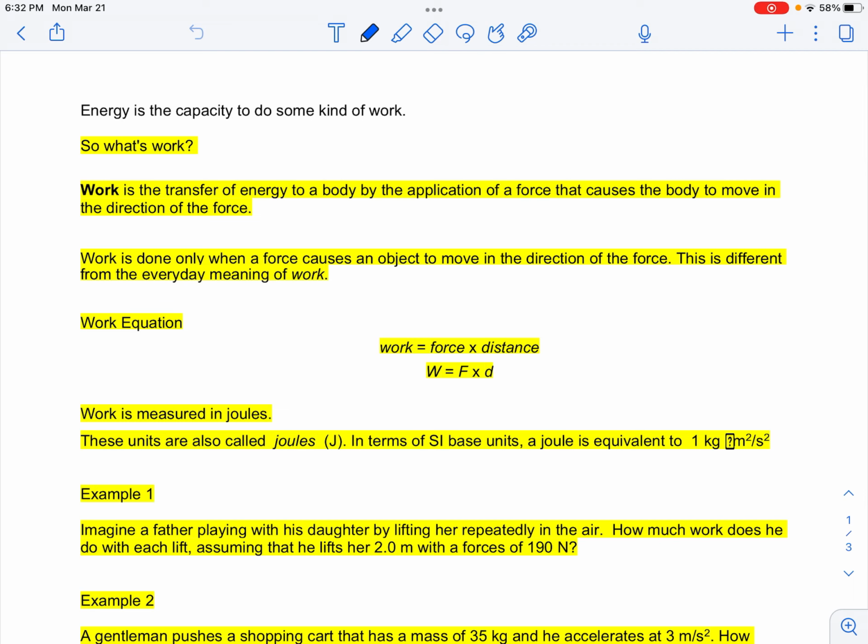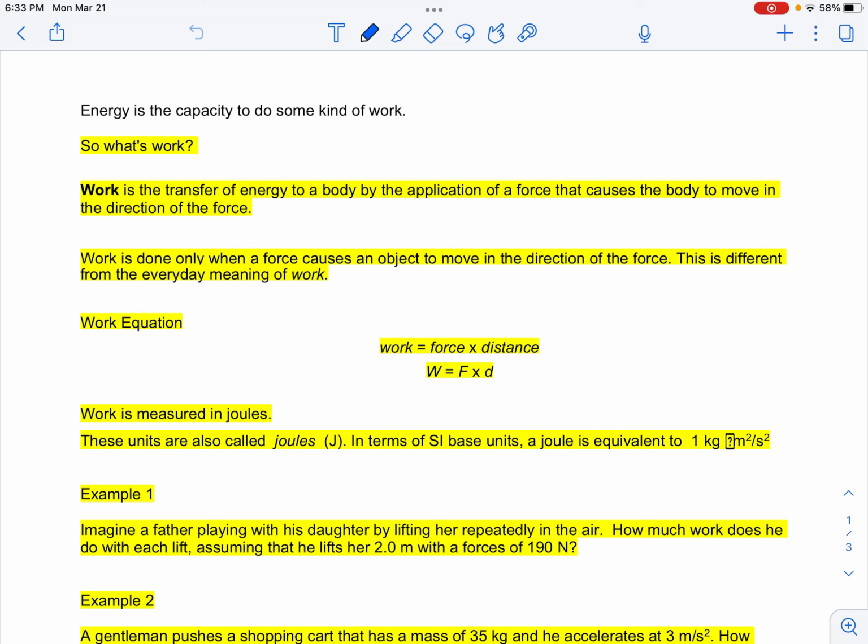So energy is the capacity to do some kind of work, and work is the transfer of energy to a body by the application of a force that causes the body to move in the direction of the force. It's not like regular everyday work, like doing homework in class. It's more like you have to apply a force to make an object move, and it has to move.